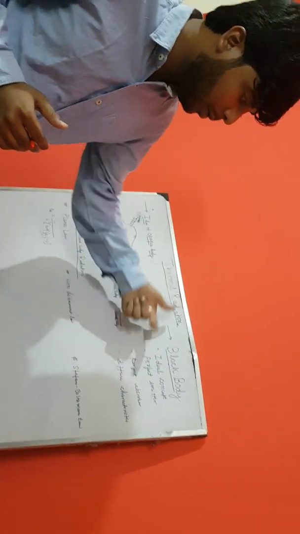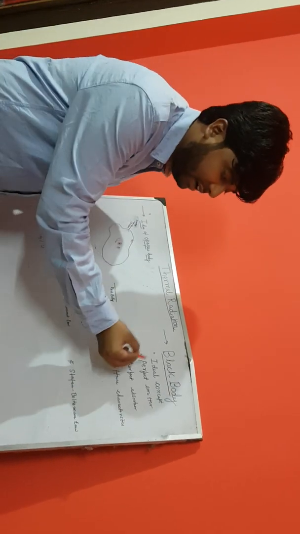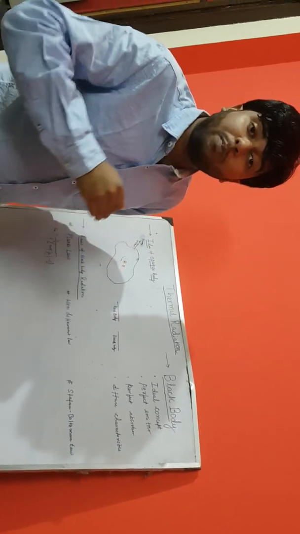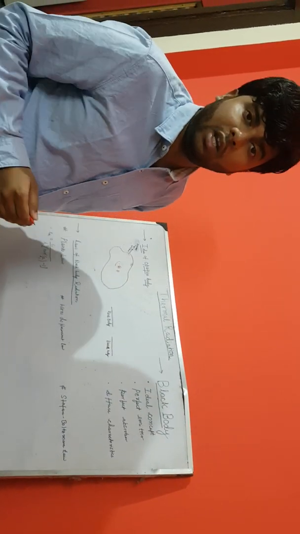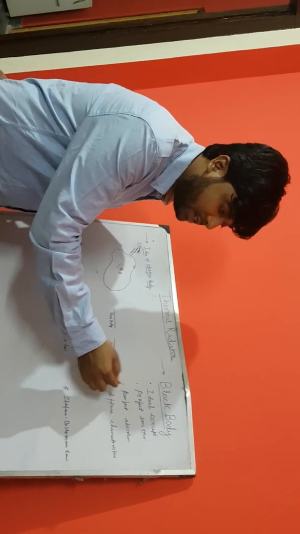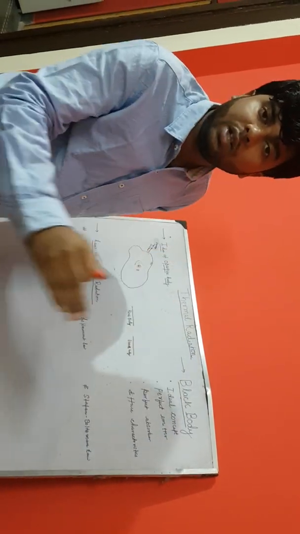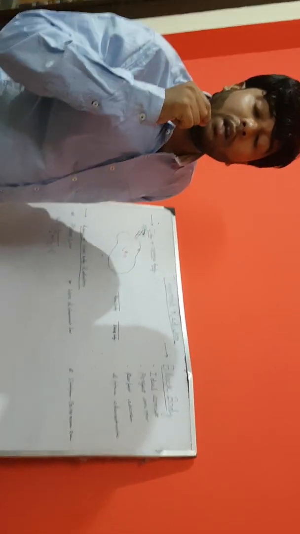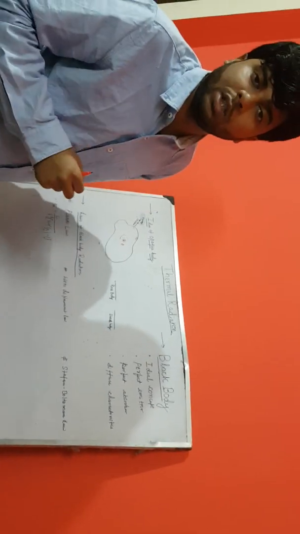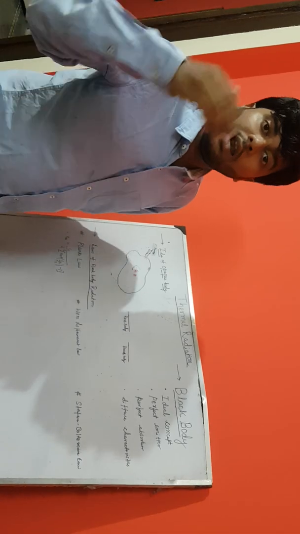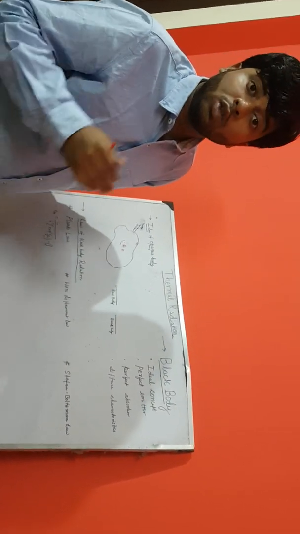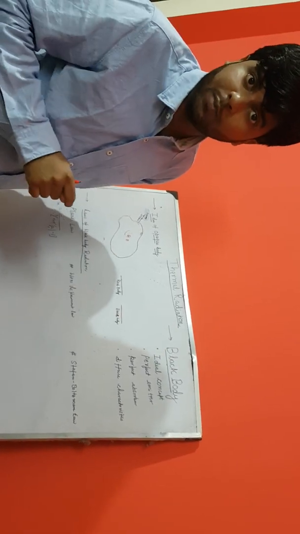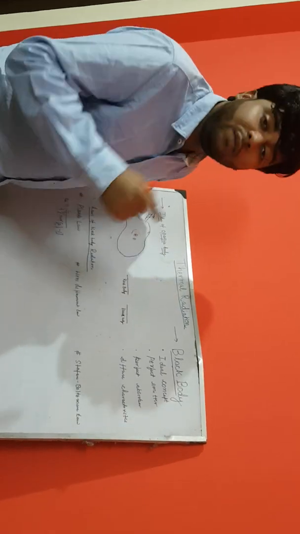So the first thing about the black body: it is an ideal concept. Second, it is a perfect emitter, which means it emits the maximum amount of electromagnetic radiation. Third is the perfect absorber. Whatever energy is incident on a black body, it absorbs all of it and does not reflect any. For example, if light plus infrared is coming to a glass, the light passes through the glass but the infrared gets reflected, so it is not a perfect absorber. Fourth is diffuse characteristics.